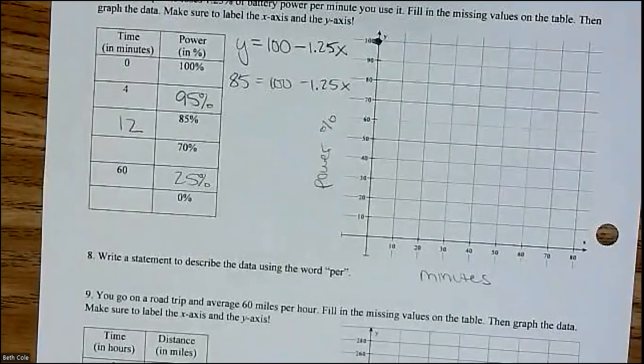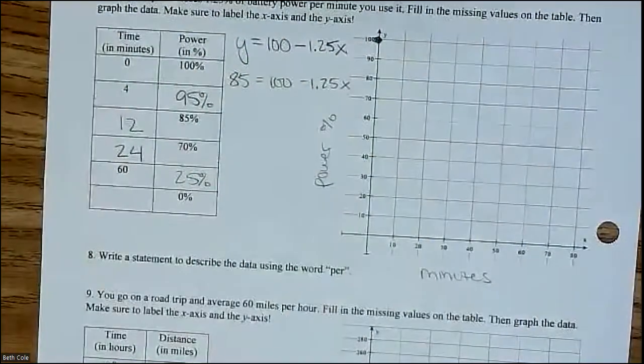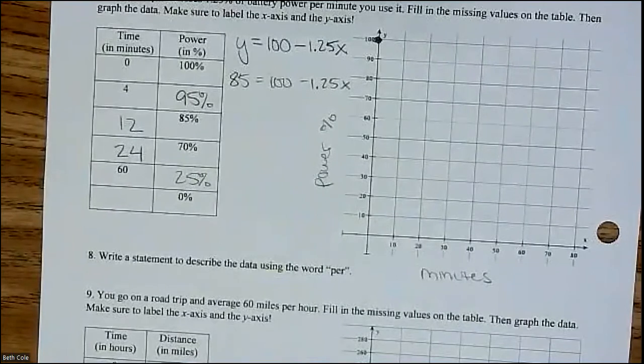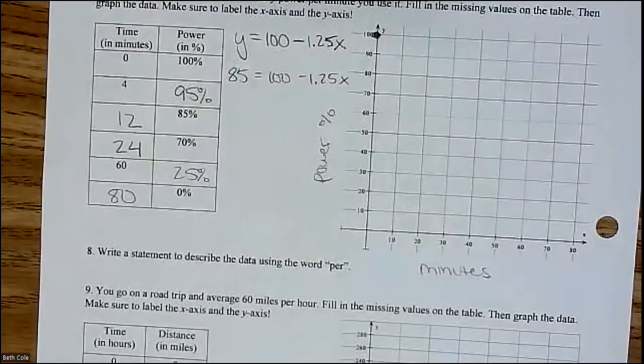We're going to do the exact same thing with the other ones. You would take 70, subtract 100, and then divide by that negative 1.25. So 24 minutes. Oh, and here's 0. Any predictions? 78. You would subtract 100 and then divide by the negative 1.25. So 8, isn't that what you guessed in the first place? An hour and 20 minutes. Yeah, an hour and 20 minutes.